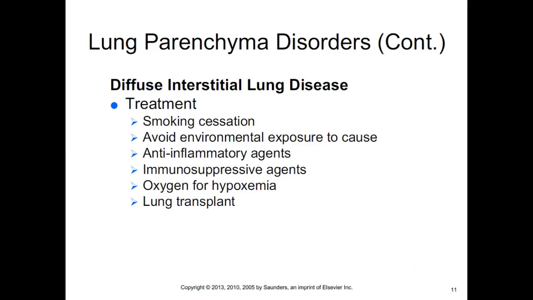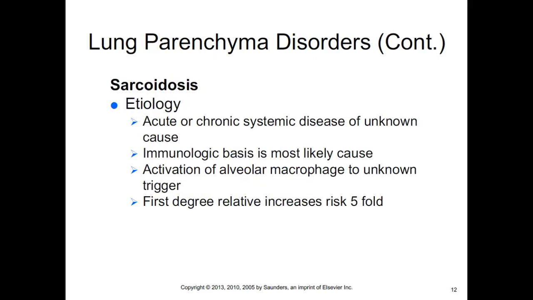So smoking cessation, and especially if there's some sort of environmental exposure, that's one of the most important things to eliminate, right? Administer some anti-inflammatory agents or immunosuppressive agents, and oxygen if necessary for hypoxemia, and you might even need a lung transplant. All right, sarcoidosis is the acute or chronic systemic disease of unknown cause, okay?